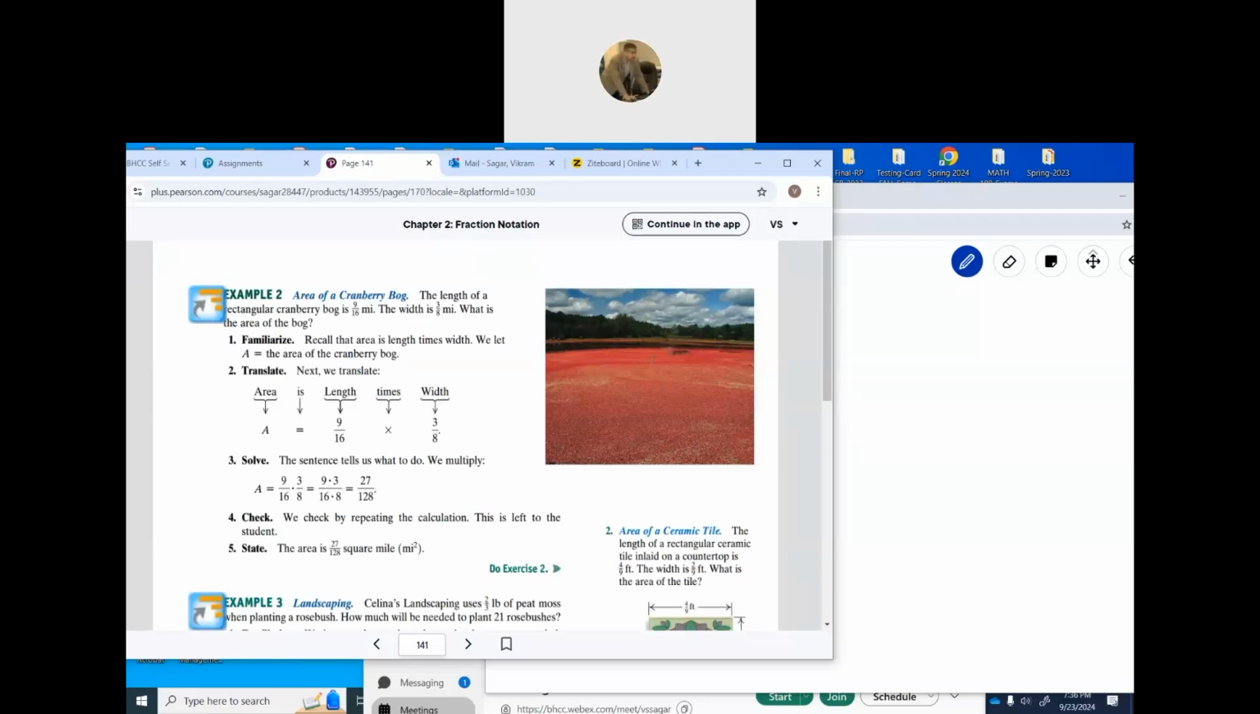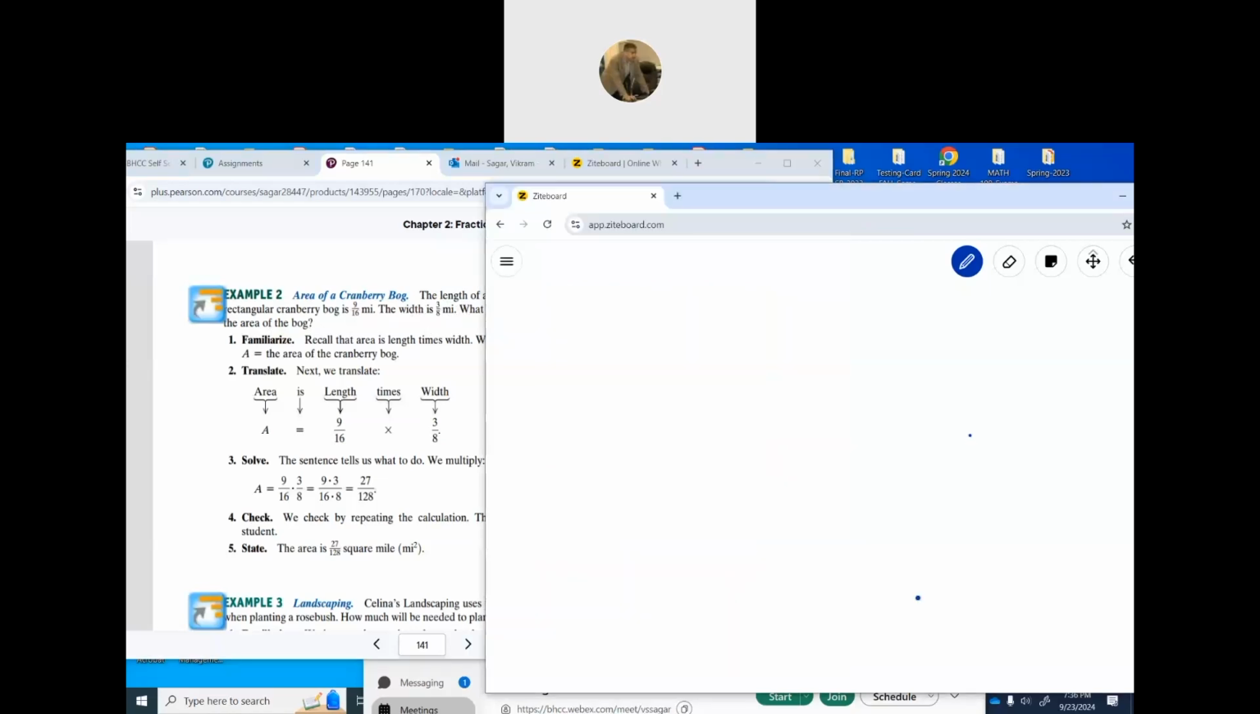See here, the length of the rectangular cranberry bog is 9 over 16 miles, and the width is 3 over 8th mile. What's the area of the bog, right? So this is 3 over 8th, and this is 9 over 16 here, right?